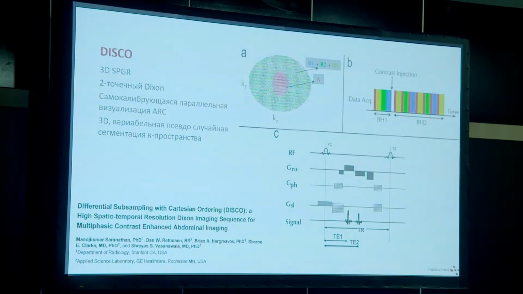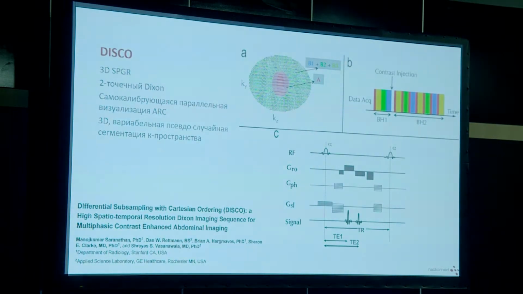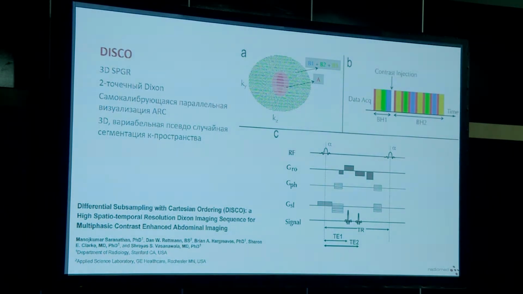I'd like to show you how this works. It is a 3D spoiled gradient echo sequence with 2-point Dixon fat saturation. It uses self-calibrated ARC parallel imaging, and it has a specific fashion of k-space segmentation. If you look at that elliptic k-space segment over here, it has a red center and some colored dots at the periphery. The first image in this acquisition is the non-contrast mask image. For that, all of the dots are being sampled.